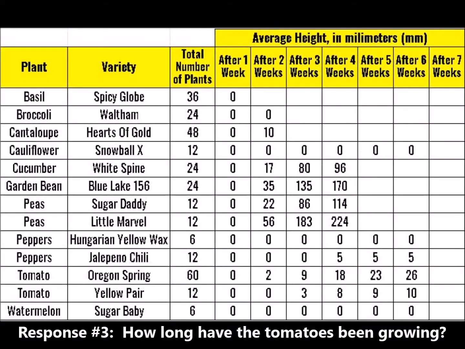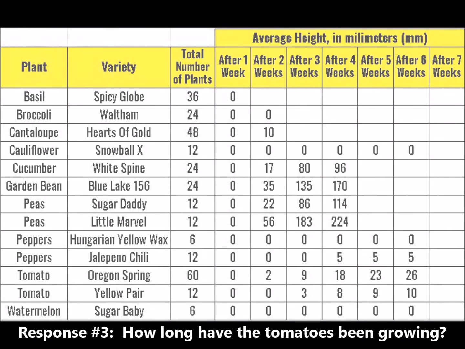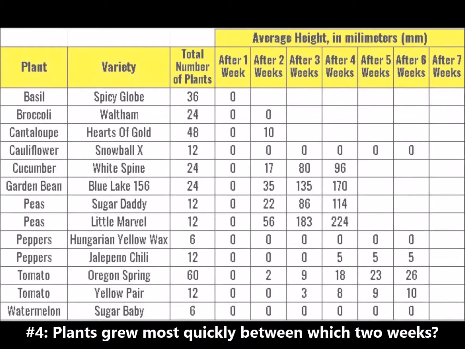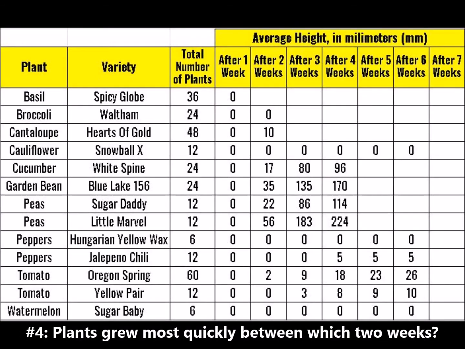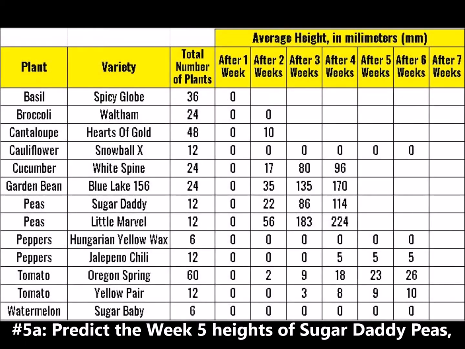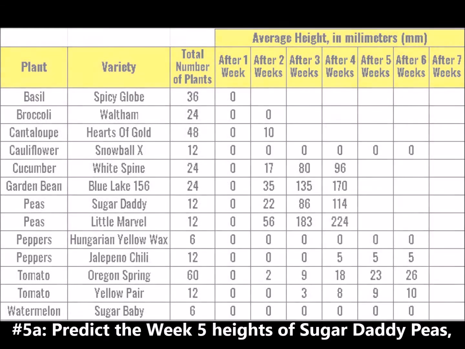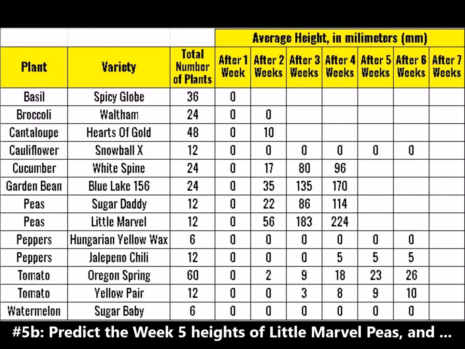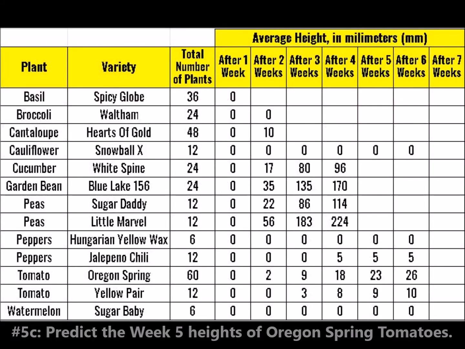Response number 3, how long have the tomatoes been growing? Response number 4, the plants grew the most quickly between which 2 weeks? Response number 5A, I want you to predict the height of the sugar daddy peas in week 5. 5B, predict the heights of the little marvel peas in week 5. And 5C, I want you to predict the week 5 heights of the Oregon Spring tomatoes.